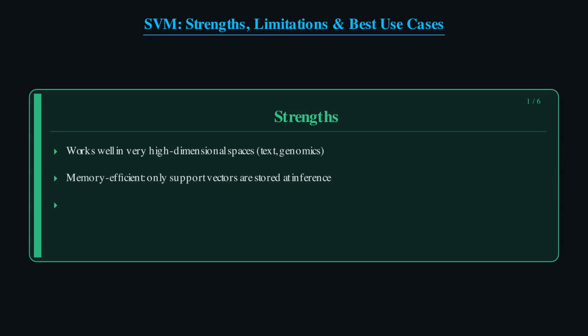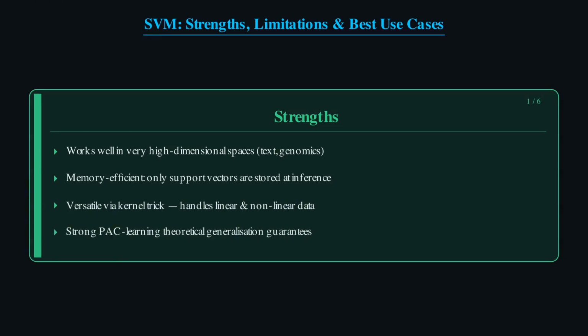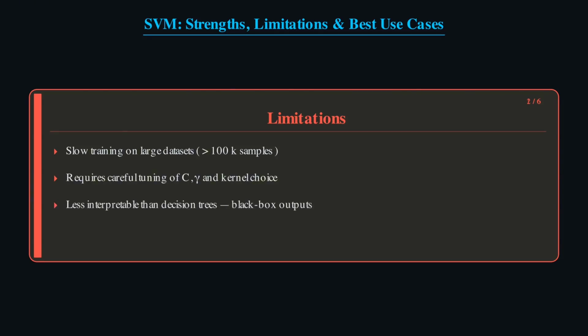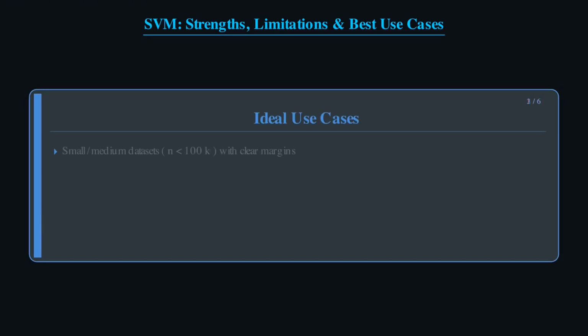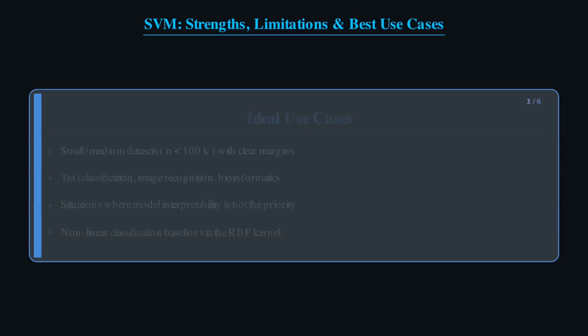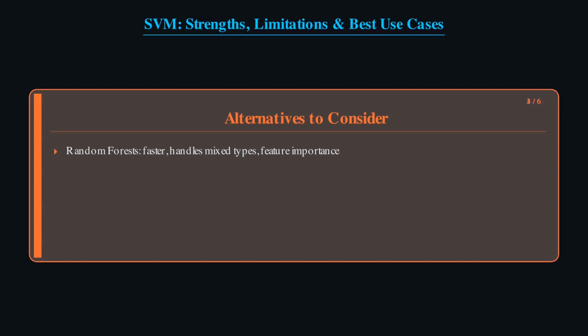The loss function is hinge loss. Far from the boundary, zero loss. Inside the margin or misclassified, penalty grows linearly. SVM minimizes this through convex optimization. One guaranteed global optimum every time. No local traps. That theoretical guarantee is something most other algorithms simply cannot offer.